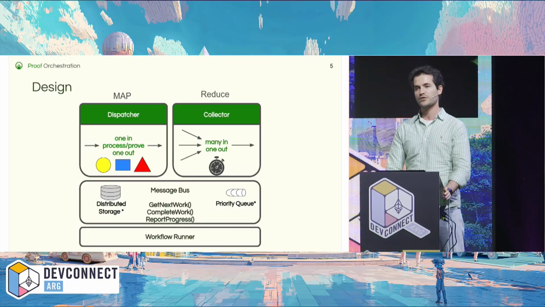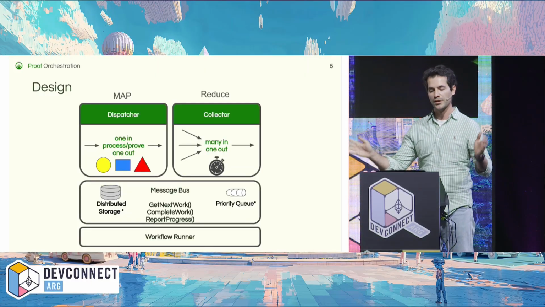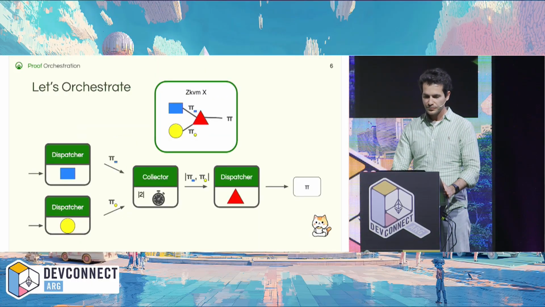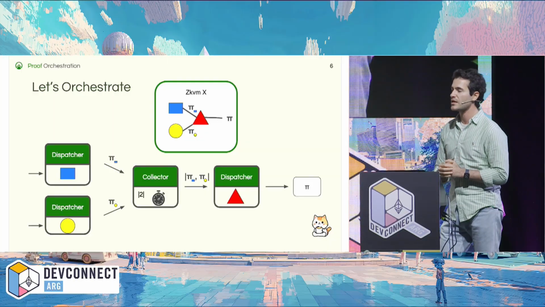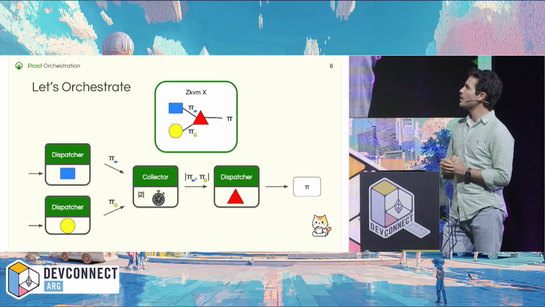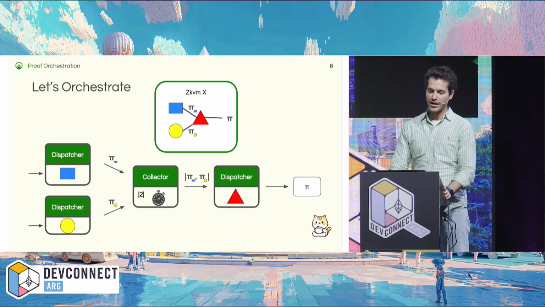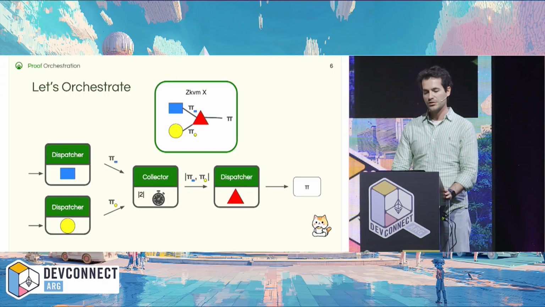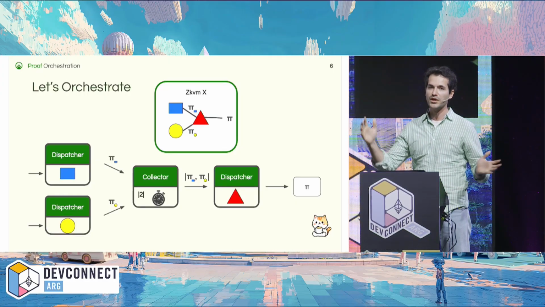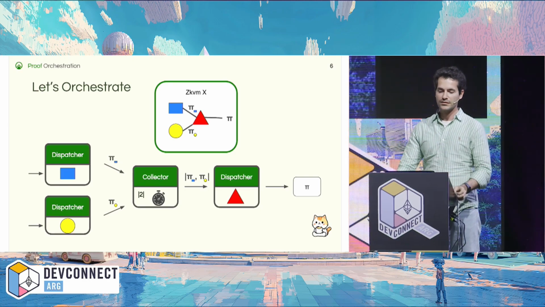And then at the bottom, you have the workflow runner that decides what kind of workflow you want to execute. Well, let me just do a very quick example to take this point home. Basically, let's say I have the ZK VM X that has 3 steps. So I have a rectangle, I have a circle, and I have a triangle. In order to compute the proof that I'm supposed to compute, I need to do a rectangle and circle first. So those two can be executed in parallel. So that's what I'm going to do.